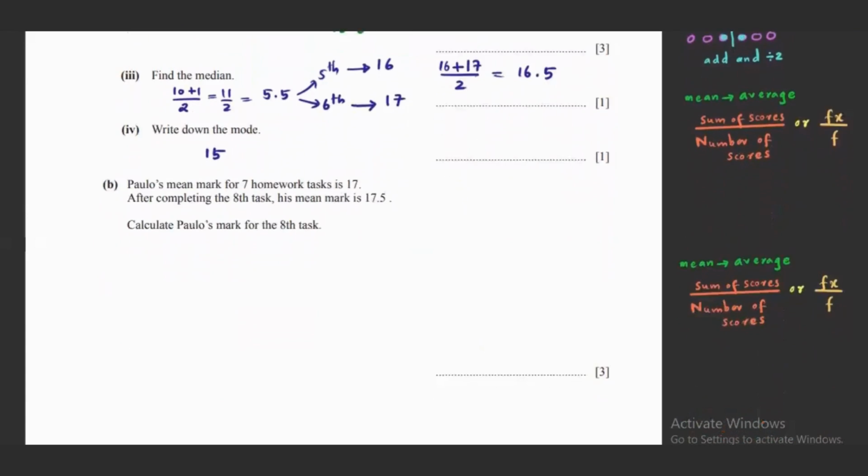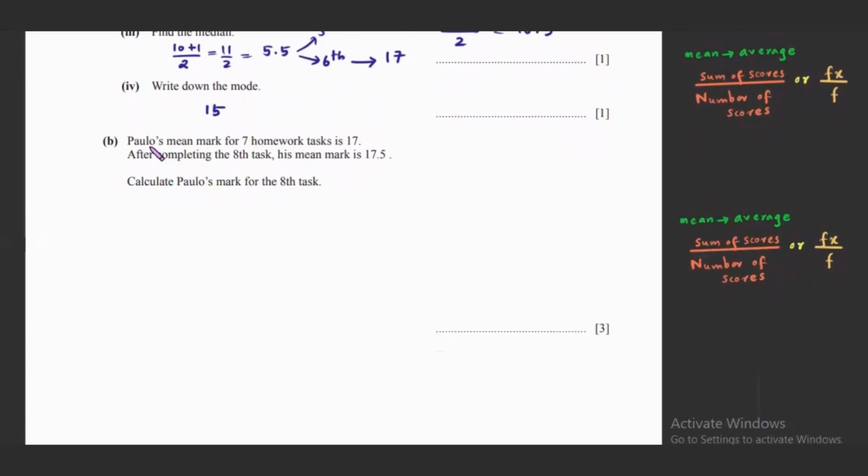Let's move on to part B. Paulo's mean mark for 7 homework tasks is 17. After completing the 8th task, his mean mark is 17.5. Calculate Paulo's mark for the 8th task. The first 7 tasks, the mean mark is 17.